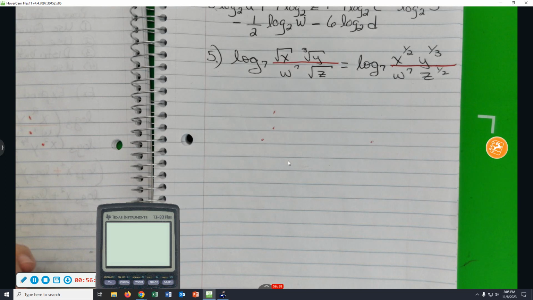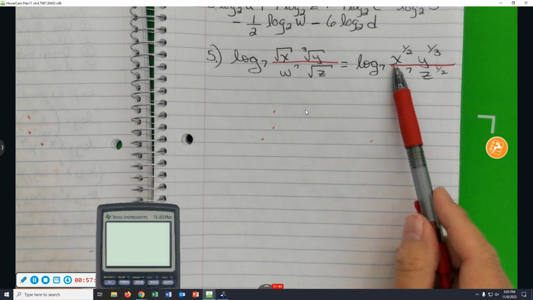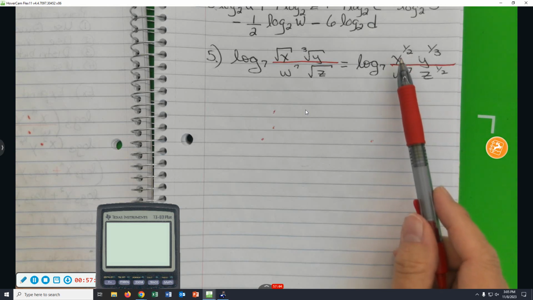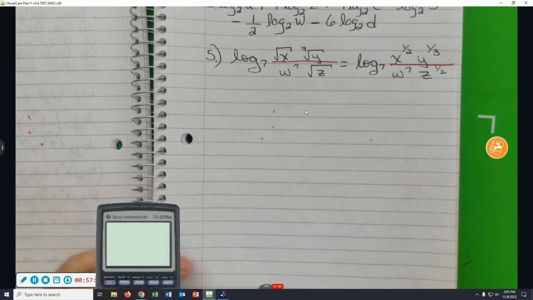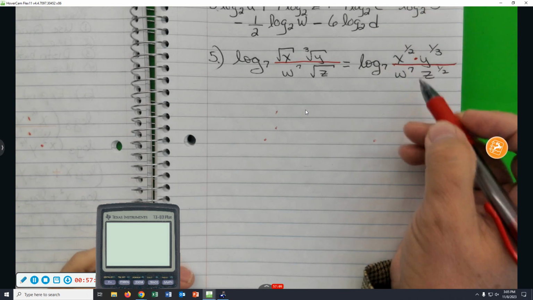How many separate logarithms are we going to need? 4. We have 4 separate factors. X times y. Notice I'll make the red dot right here.